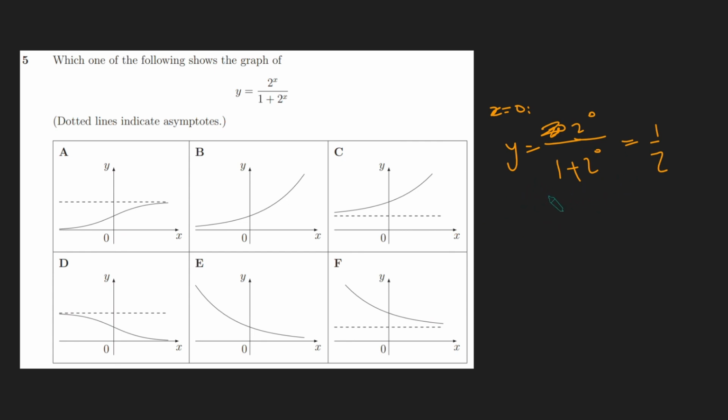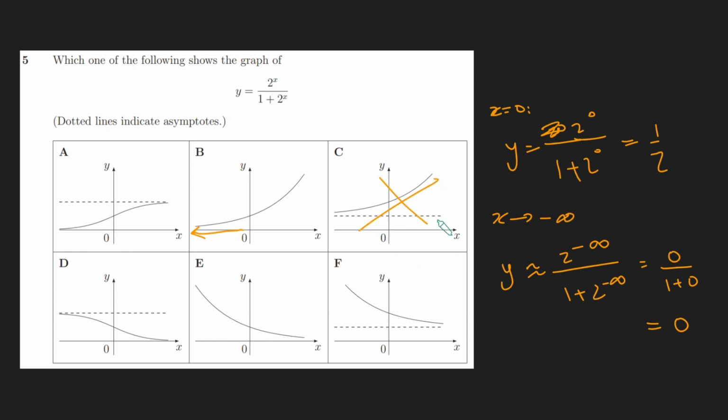Next thing, I guess, is to think about the behavior as x goes to positive and negative infinity. So let's see what happens when x goes to minus infinity. We get y is approximately 2 to the minus infinity over 1 plus 2 to the minus infinity. I'm being a bit loose with notation here. And 2 to the minus infinity is basically 0. So we get 0 over 1 plus 0, which is 0. So that means as x goes to negative infinity, in other words, as we go along the x-axis to the left, our graph should be getting closer and closer to the x-axis. So that eliminates this one, because this is bounded by this dotted asymptote here. Same with this one, and this one, leaving us with just A and B here.